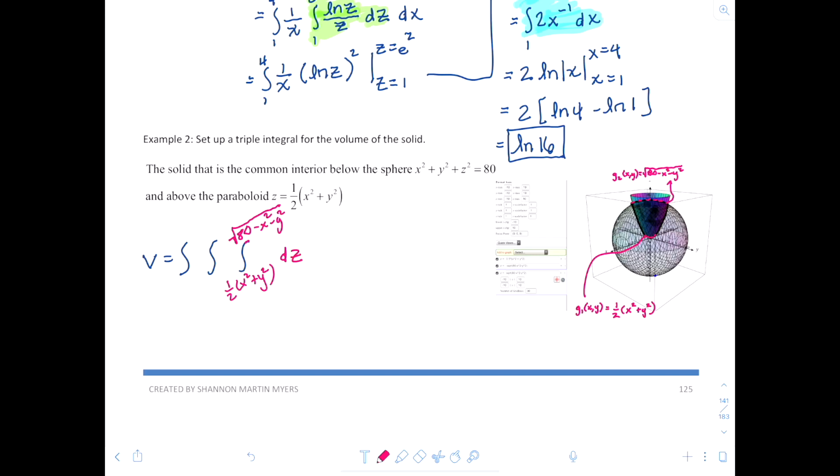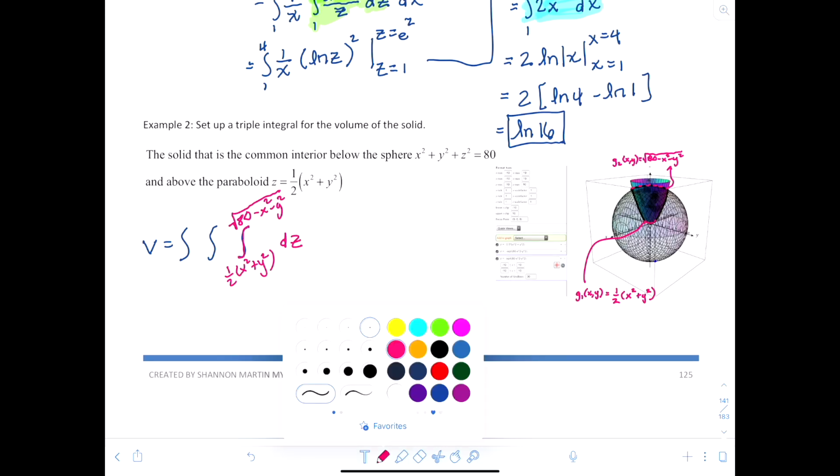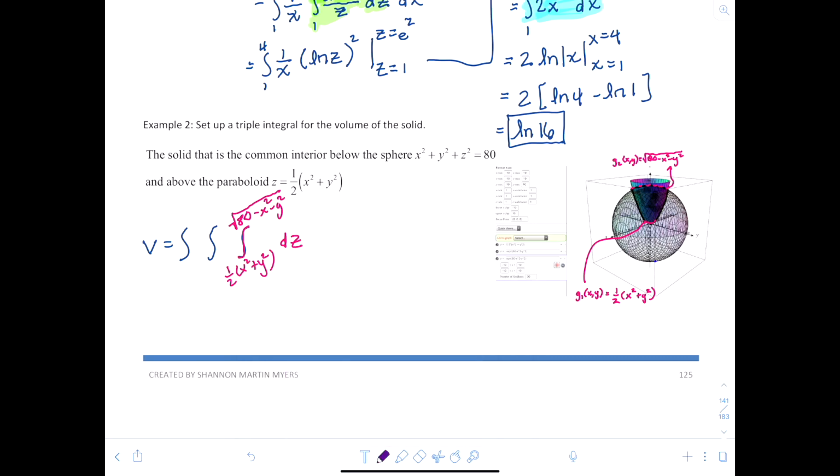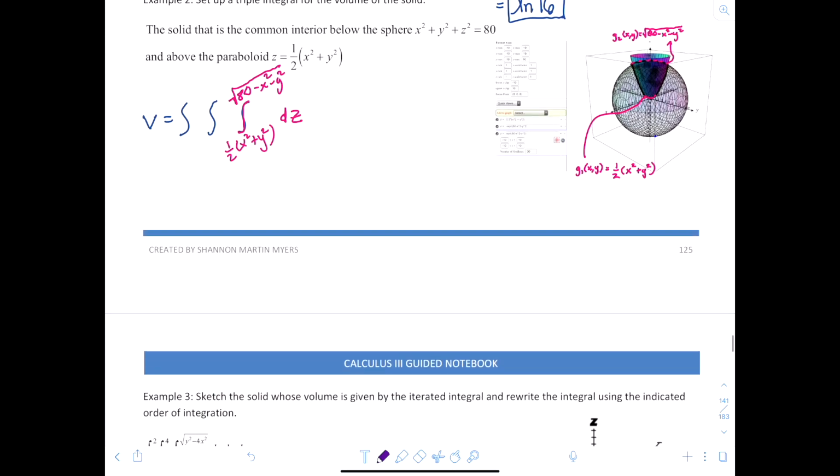So all the pink is what we just figured out. Now let's focus on the y, and for y we'll do purple. All right. Let's think about this. We've got that z is equal to 1/2 times quantity x squared plus y squared. And so that gives us that 2z is equal to x squared plus y squared if I just multiply both sides by 2. Cool so far?